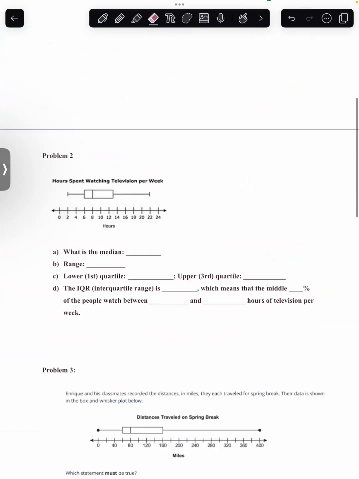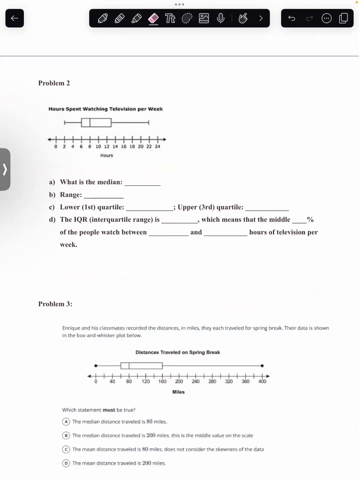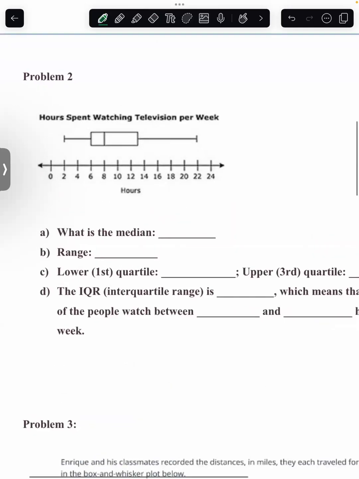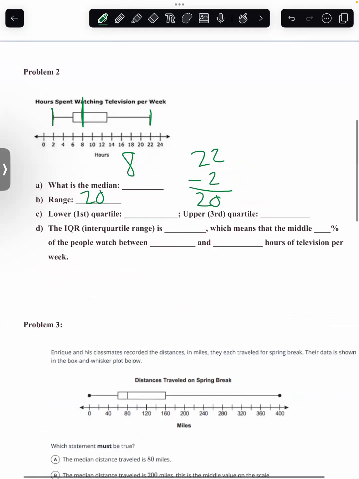All right. Number two, hours spent watching television per week. So the median, again, you find the middle of the box. That's the median, 8. The range is from the lower extreme to the higher extreme. So it's 22 minus 2 is 20, from the very top to the very bottom.